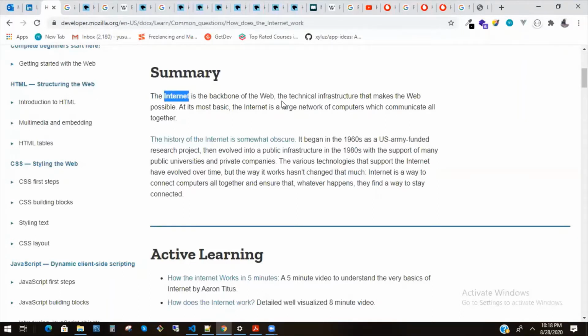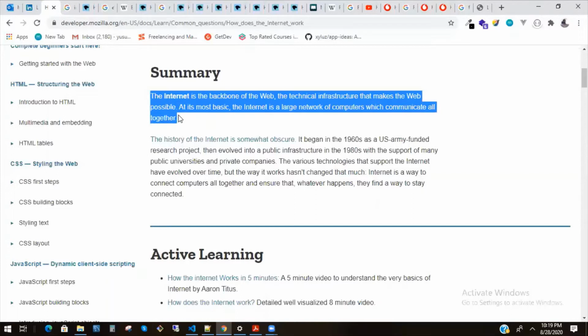So the internet is the backbone of the web, like a technical infrastructure that allows computers to connect together and share information among themselves. So basically, this is what it takes. Anything you do on the internet, the device is a computer onboarding on the internet infrastructure.